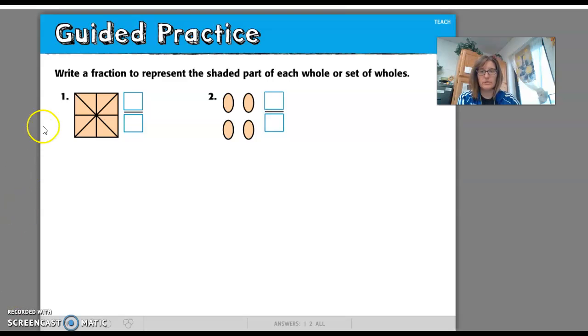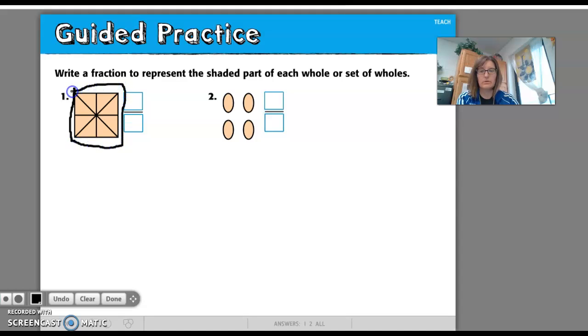On the next page it says, write a fraction to represent the shaded part of each of the whole sets. So let's think about this. This one, this is our 1 whole. It's like we have 1 whole window. It's cut into 8 parts, and all 8 parts are shaded. So we have 8 pieces, all 8 shaded.